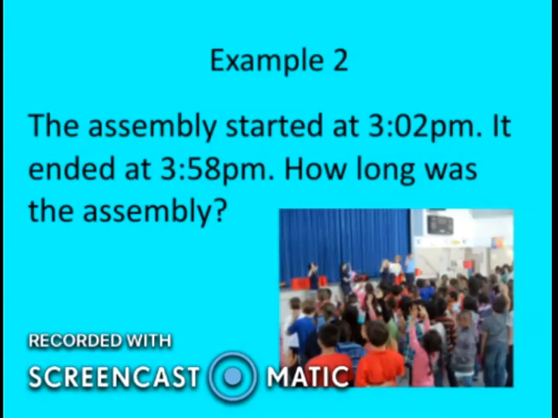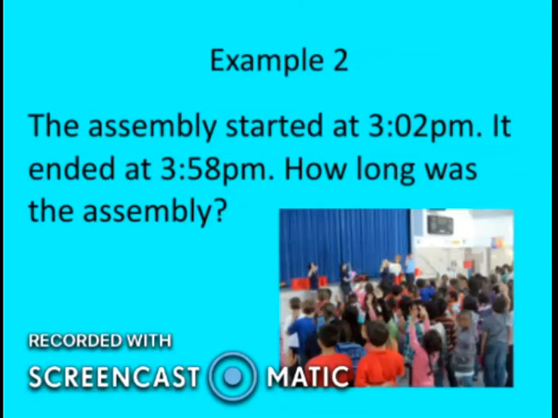Okay, so let's look at another one. In this problem, we are going to be talking about an assembly, like we get together at school and we have our assemblies in the mornings with Mr. Dials. This assembly started at 3:02 p.m. So it's 3 o'clock, and it's 2 minutes after 3. And it ended at 3:58 p.m. They're asking how long was the assembly.